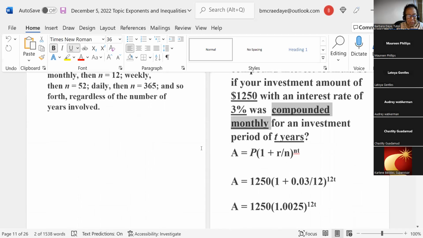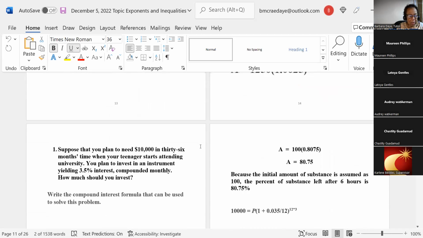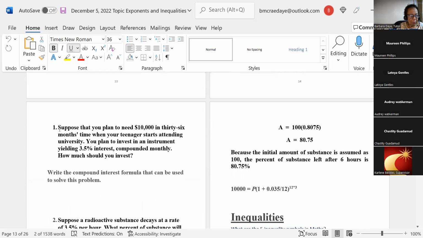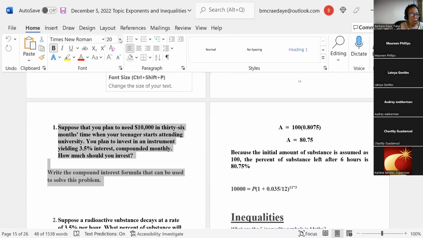Now let's take another one. I want you to try this one. I want you to write the formula. I don't want you to solve anything. I just want you to write the formula.